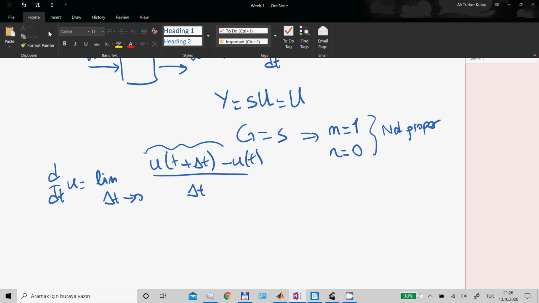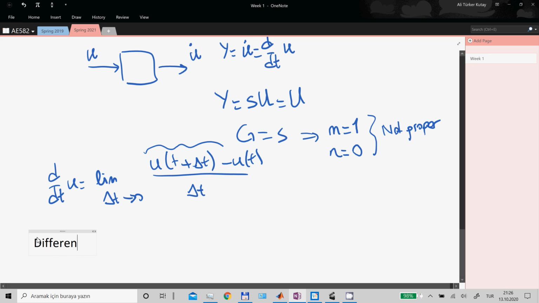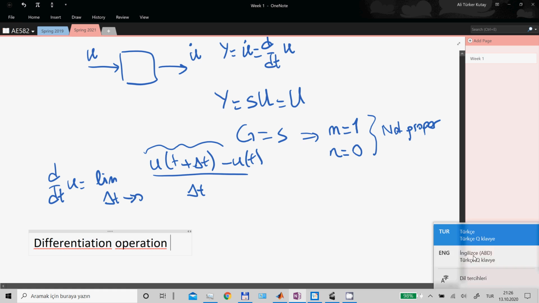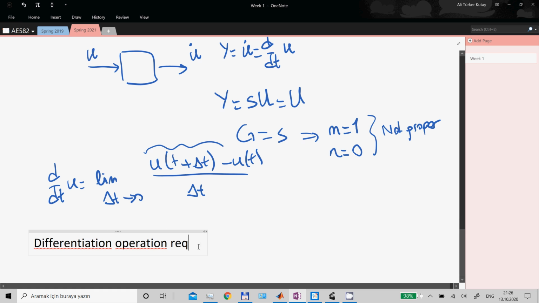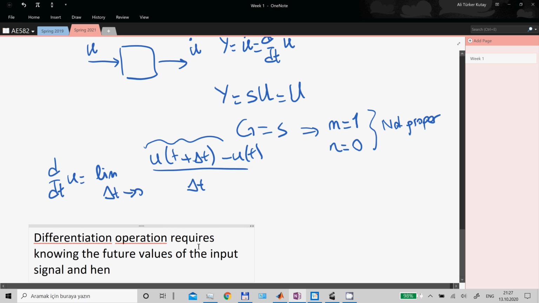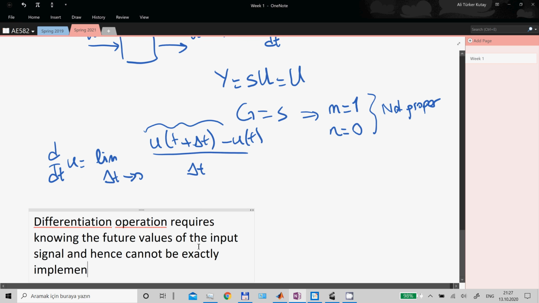Let me add this as a note here. Differentiation operation requires knowing the future values of the input signal, and hence cannot be exactly implemented in real life.